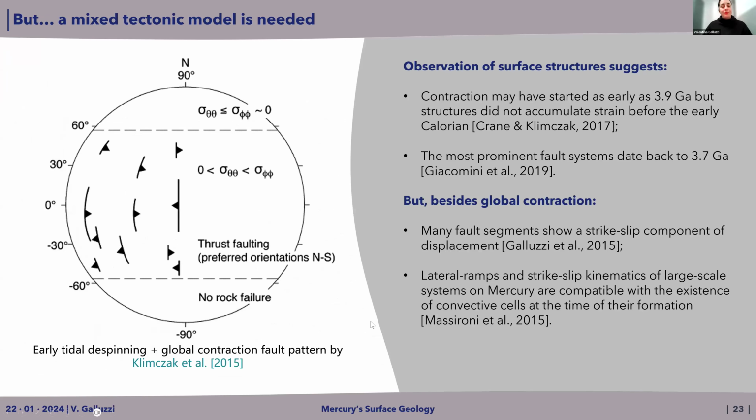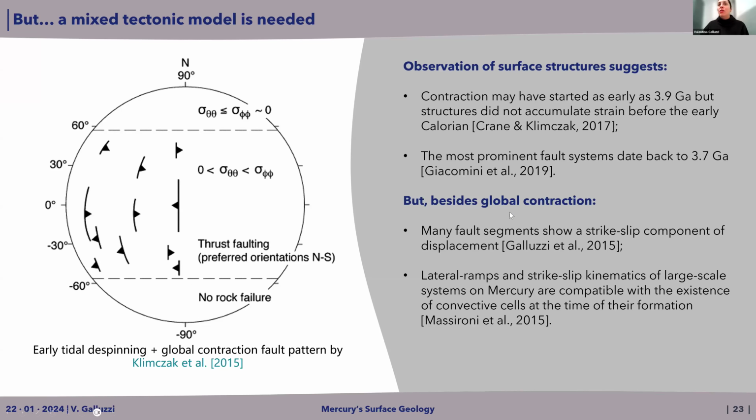So in the end, what we think today is actually that global contraction acted together with tidal despinning at a certain point, and that should explain why we have many alignments across the planet. We think we see a pattern, especially in the equatorial and mid-latitude regions where we have north-south alignments. So probably the reason is that global contraction and tidal despinning acted together in the early formation of Mercury.